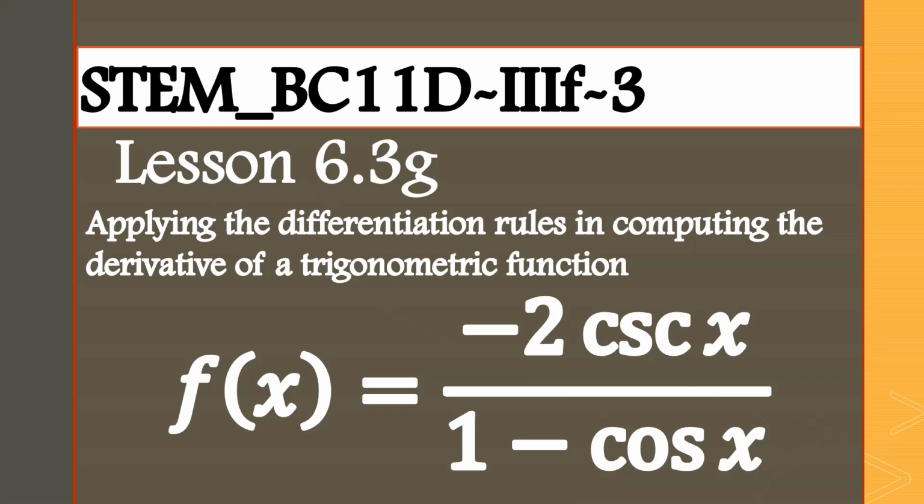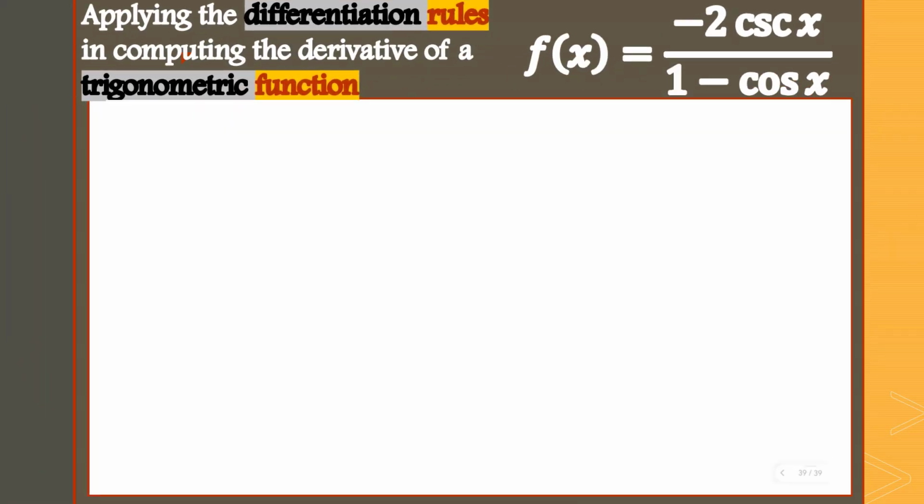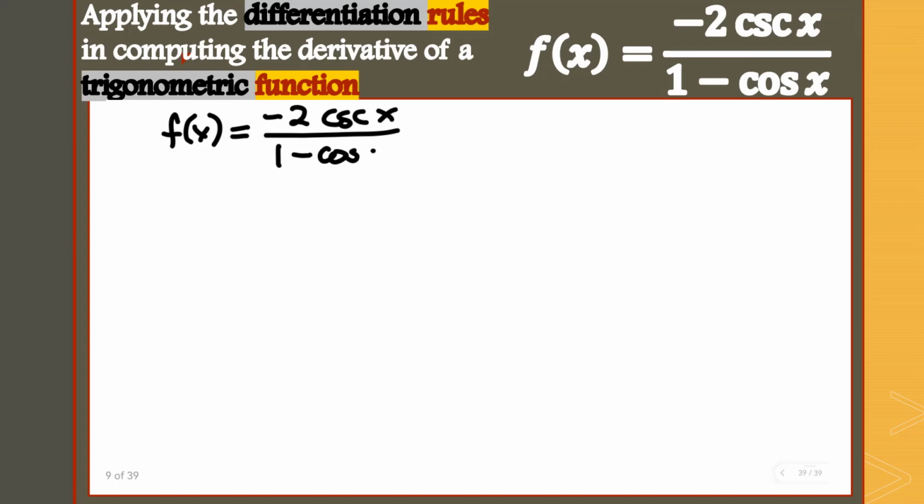Let's apply the differentiation rules in computing the derivative of this given function. Our function is a rational function which has -2 cosecant x on the numerator all over 1 minus cosine x on our denominator. And since this is a rational function, or also known as a quotient of two functions, we are going to use here the rule in differentiating rational or quotient of functions.